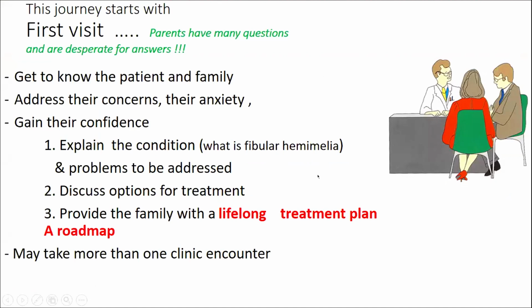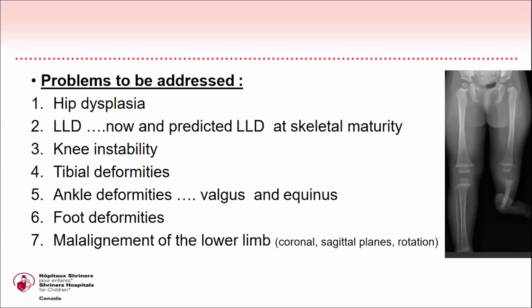Obviously, the parents are very stressed. They don't know what is going to happen. So we should take our time. We should address their concern and anxiety. We have to explain what it is, all the problems that can happen, and then the lifelong treatment plan. You will see this sentence is repeated several times because I think if there is one message for all these things, we have to give them a detailed plan of what is going to happen.